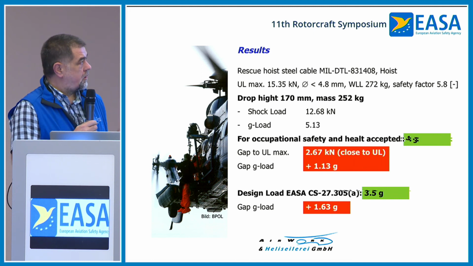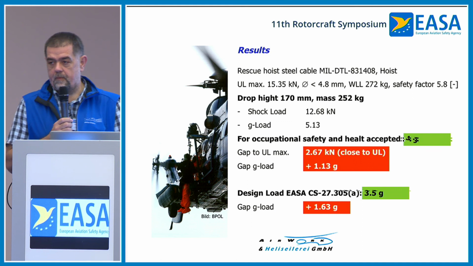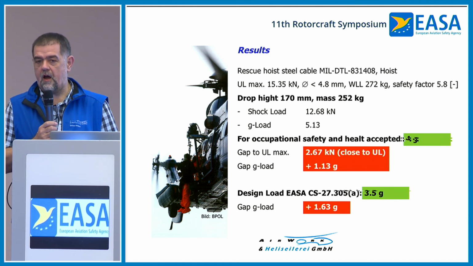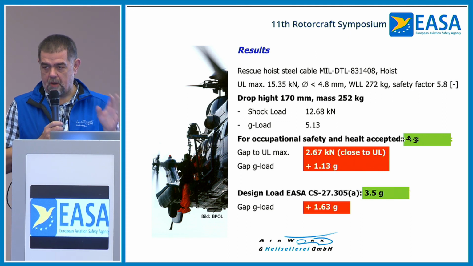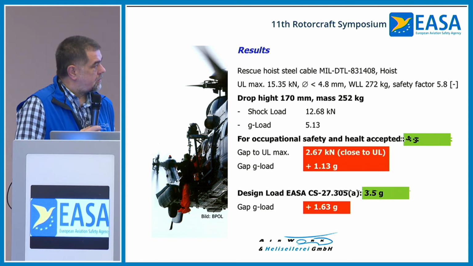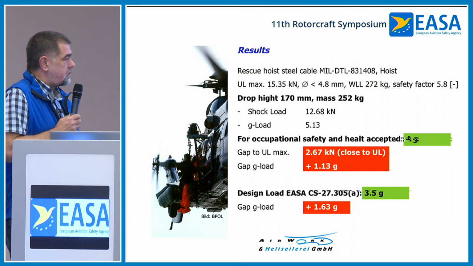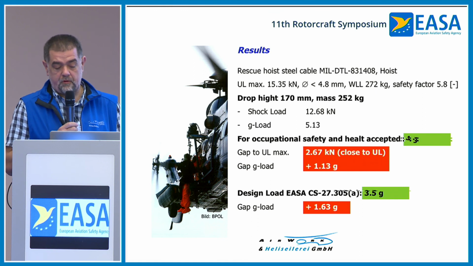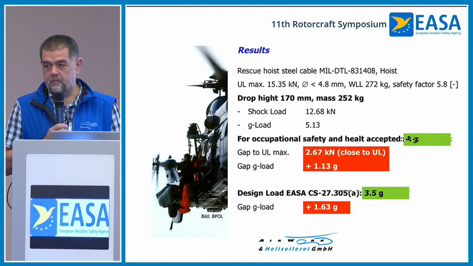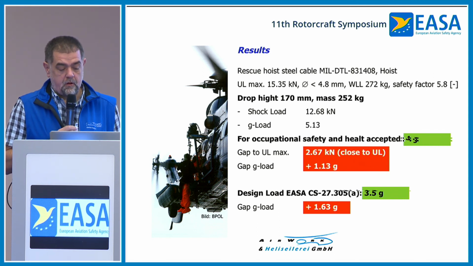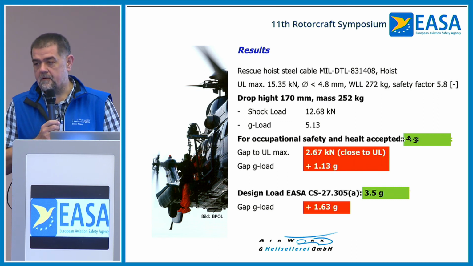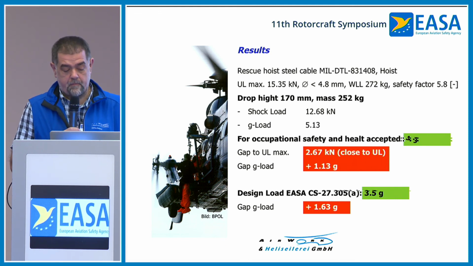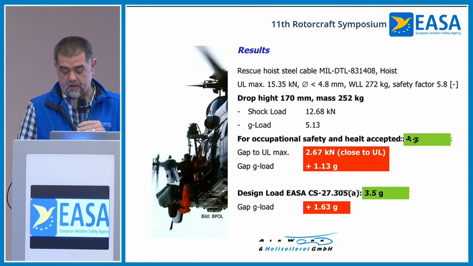And for comparison, for occupational safety and health, with personal protective equipment, the accepted shock load is 4 G after a shock load damper. The shock load to the design from the rope was very close to ultimate load, shortly before breaking. In comparison with the design loads in accordance with the EASA rules, 3.5 is accepted for design load, and the gap was much higher.